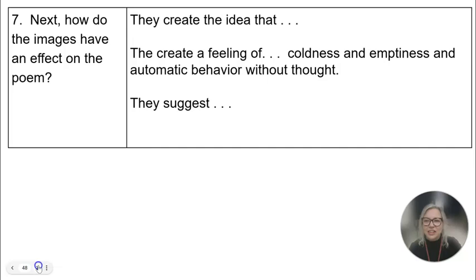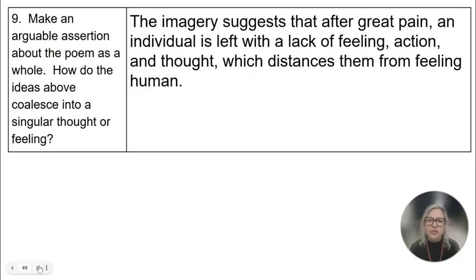The last question is the trickiest. This is to make an arguable assertion. This is where we get to the interpretive part, where you are going beyond the literal, about the poem as a whole. How do the ideas above coalesce? How do they all come together into a singular thought or feeling? And here's what I came up with, and this isn't the only answer, right? But this was what I noticed. The imagery suggests that after great pain, an individual is left with a lack of feeling, action, and thought, which distances them from feeling human.